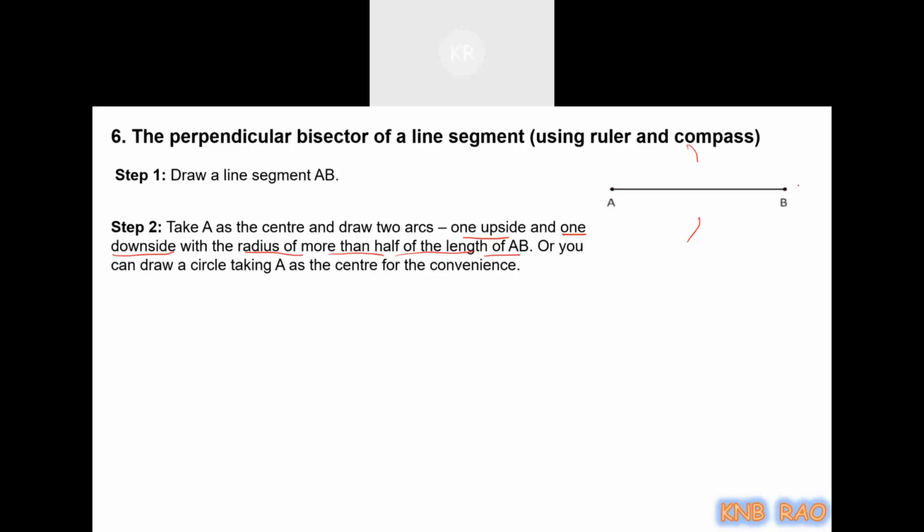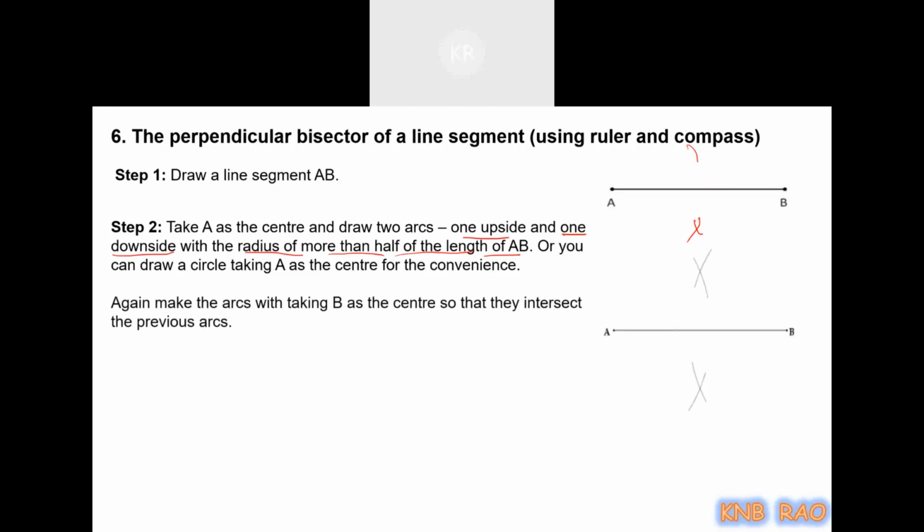Similarly, you will take B as the center. With the same radius, you will cut the earlier arcs, like this. Have you understood? This way they give two points of intersection. Now you name them. Maybe one you can name C, another you can name D, right?